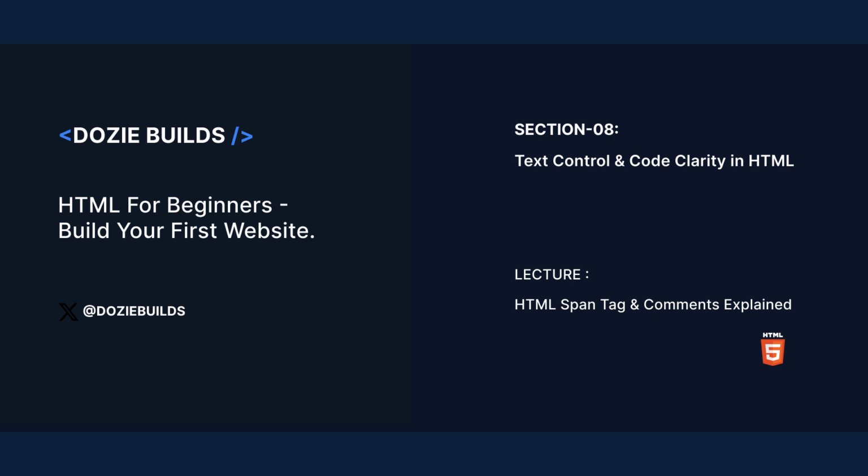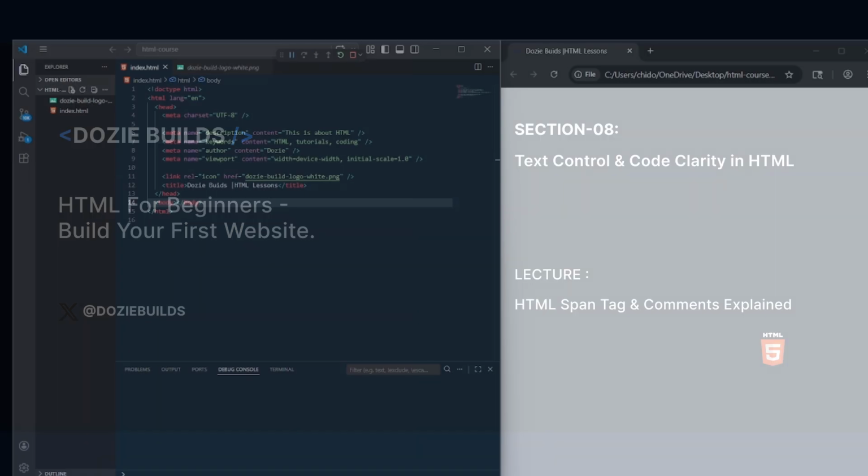In this lesson, we are going to look at two important things in HTML, the span tag and the comment tag. So far, we have been learning how HTML works and how to structure our pages. Now we are going to go a little bit deeper into controlling parts of our content and writing cleaner code.